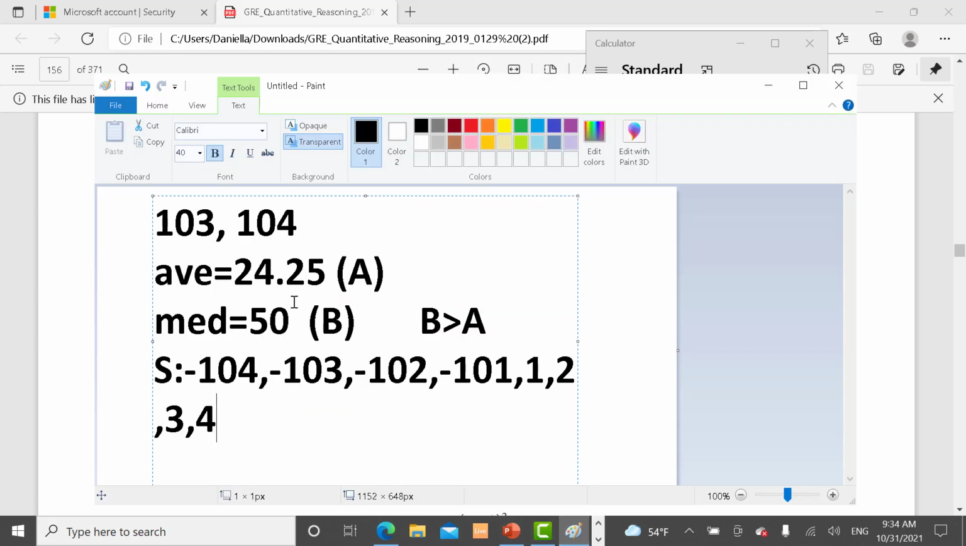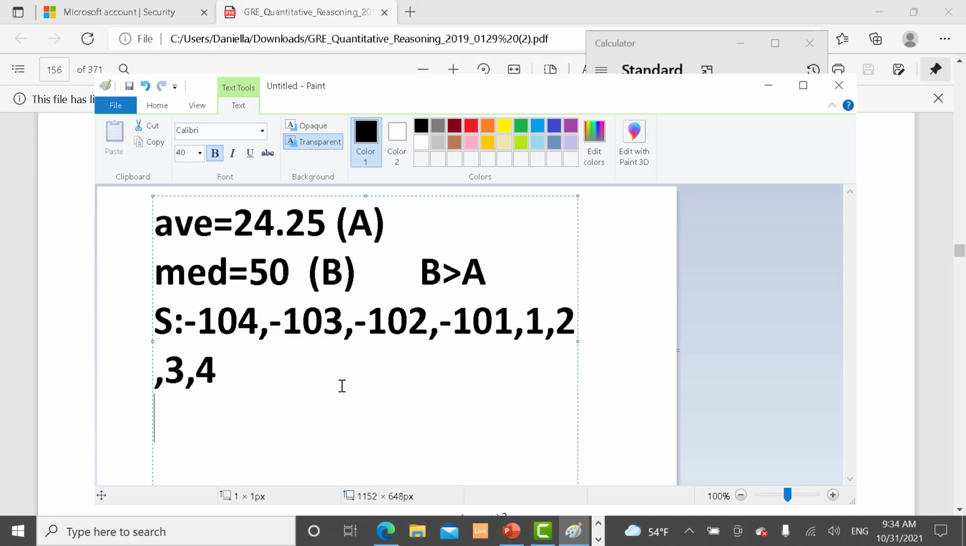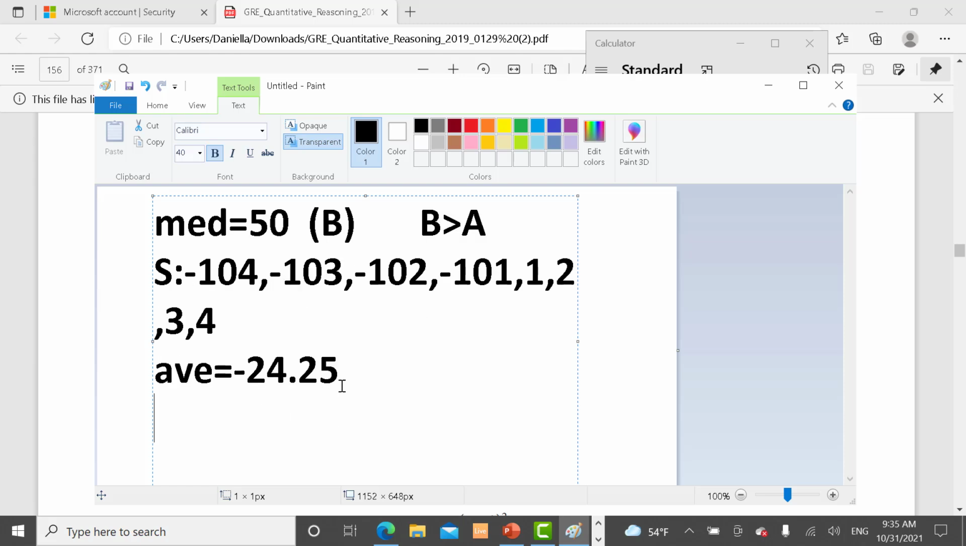The average here should be -24.25, because these numbers just flip sides. Then the median of them is no longer 50, but it should be the average between -101 and 1, so it should be -50. In this case, -24.25 is quantity A, and this one is B. See that? So in this case, you notice that A is actually greater than B.